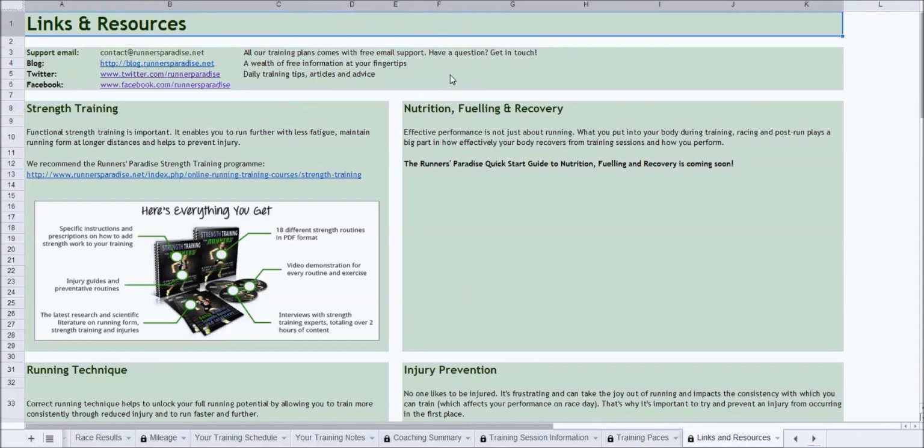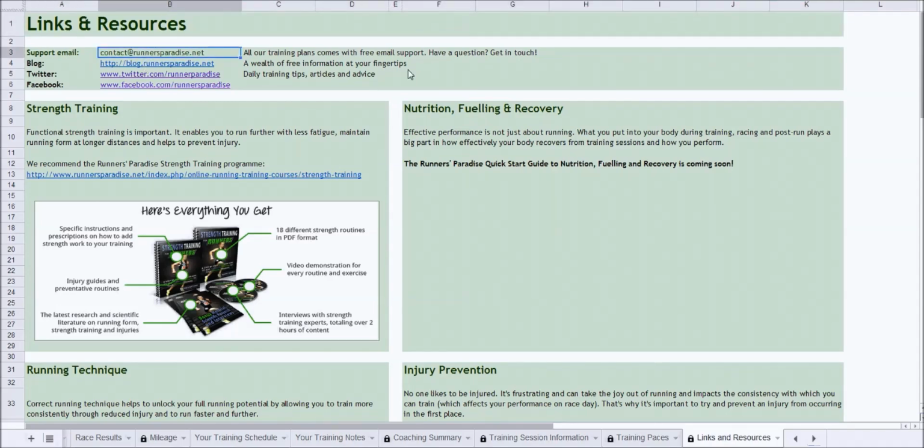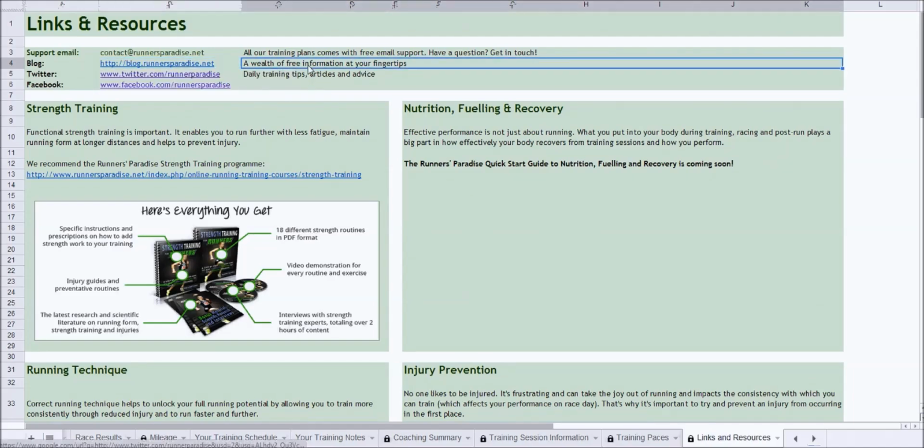And on the final tab we've got some links and resources to keep you going, and to give you some easy reference points. So we have the support email address. All of our training plans come with free email support, so if you've got a question, you need to ask anything, then just use that email address and get in touch with us. We've got our blog address here, which provides you free training information via our blog, so we've got specific articles covering specific topics. We've also got links to our Twitter and Facebook accounts should you wish to follow us through social media.